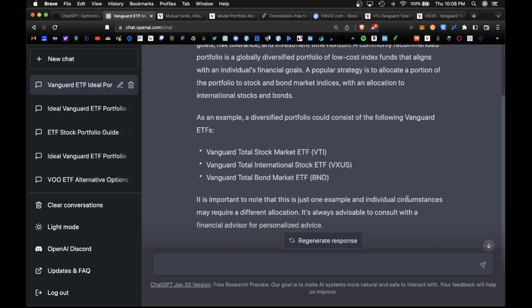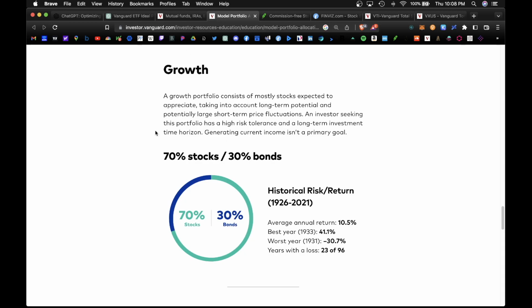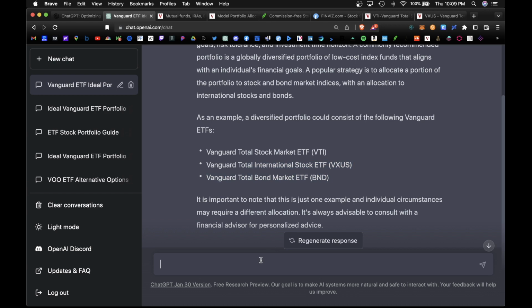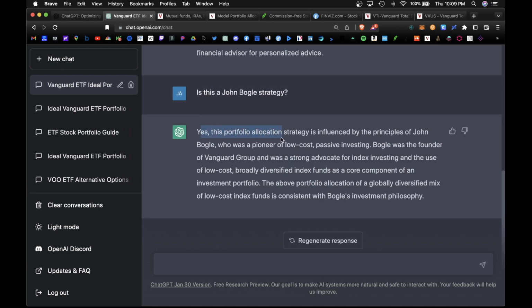So ChatGPT's response here is a blend of stocks and bonds, and that aligns perfectly with this growth portfolio. And this aligns perfectly with the vision of Vanguard's founder, John Bogle. We can confirm this by asking ChatGPT, is this a John Bogle strategy? Yes, this portfolio allocation strategy is influenced by the principles of John Bogle, who is a pioneer of low-cost passive investing. So now we can dive deeper into the individual compositions of each of these ETFs.